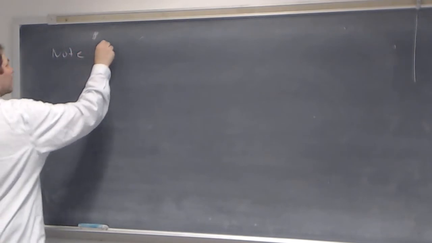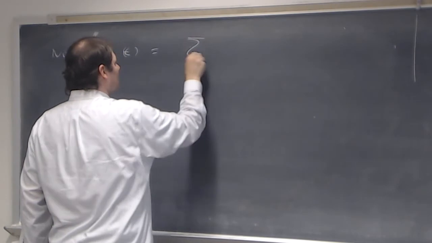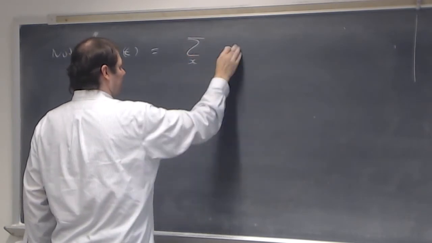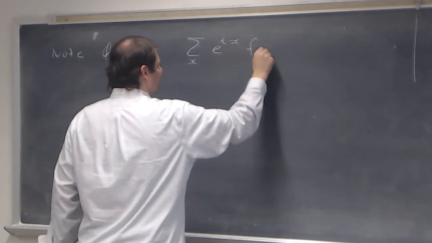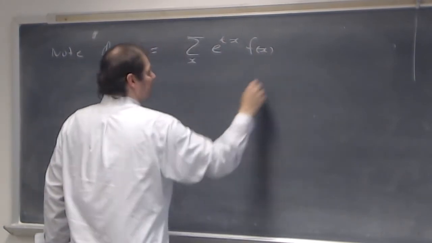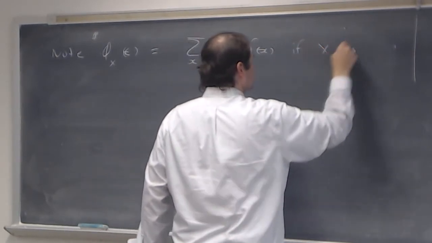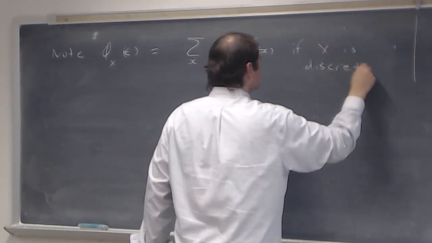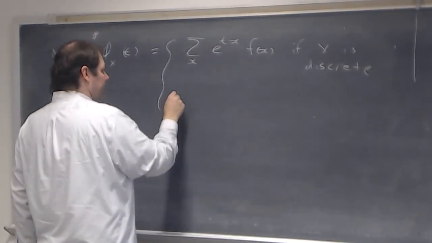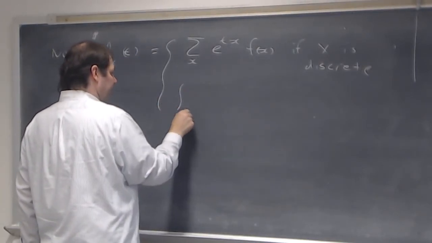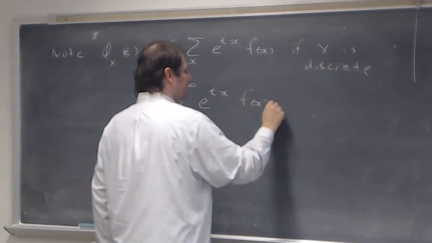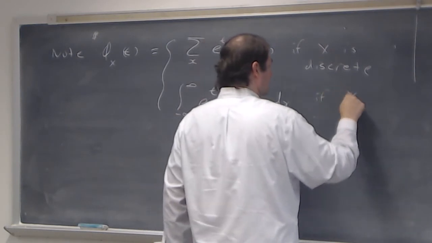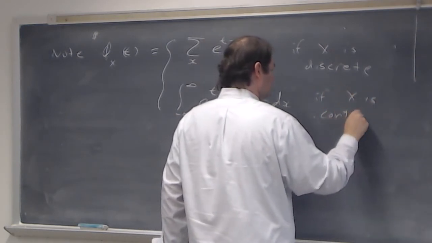Note, phi sub X of t is equal to the sum over all the x values, output values, of e to the tx times f of x, where f of x is the PMF, if X is discrete, and it equals the integral from minus infinity to infinity of e to the tx times f of x dx if X is continuous.